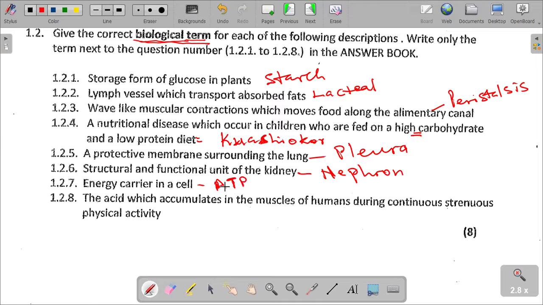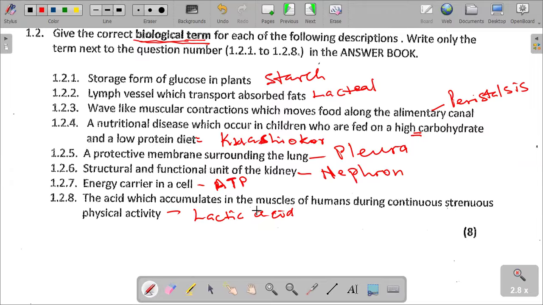I'm sure we are still moving together. Please don't get lost and follow as closely as possible. The acid which accumulates in the muscles of a human during continuous strenuous physical activity is called what? It's called lactic acid. It is called lactic acid.